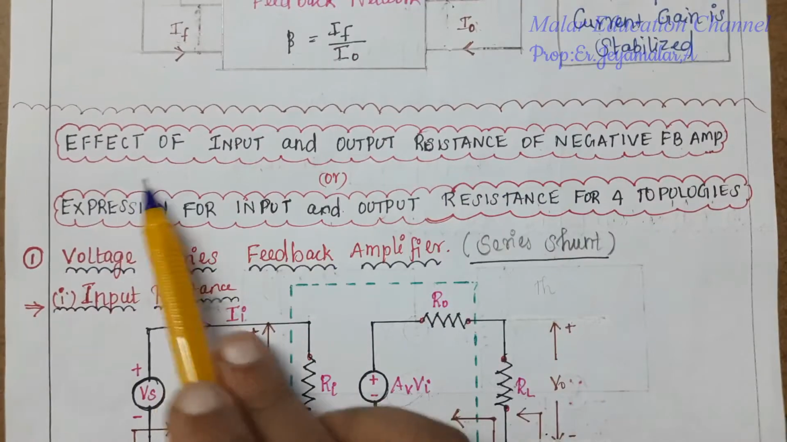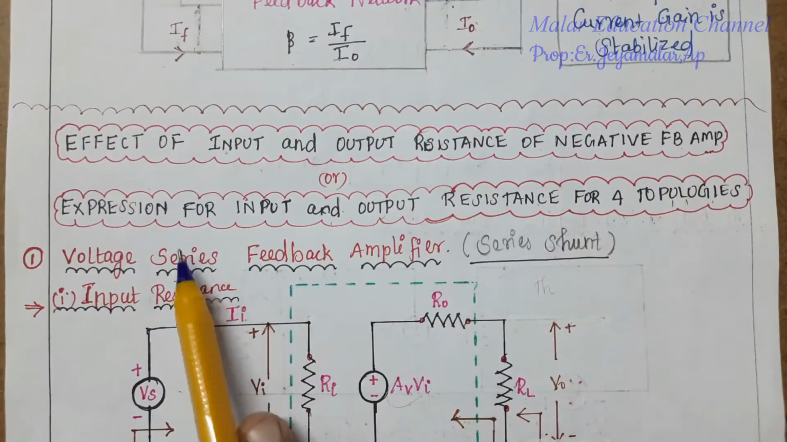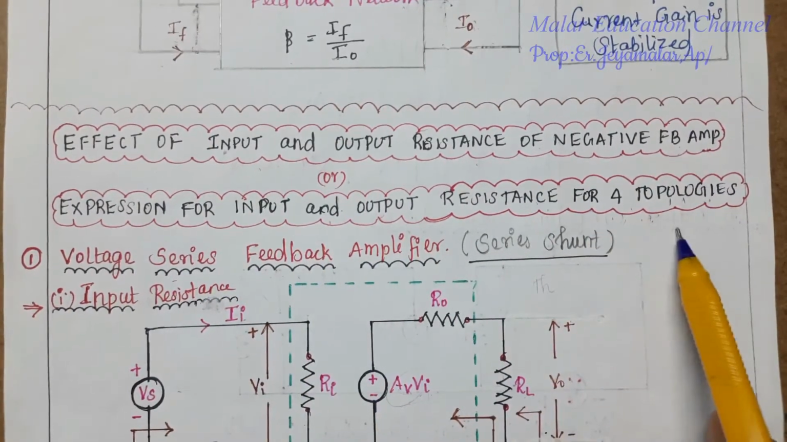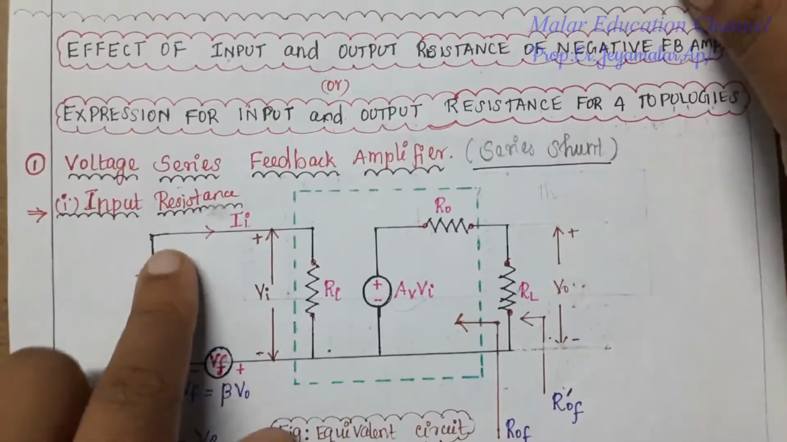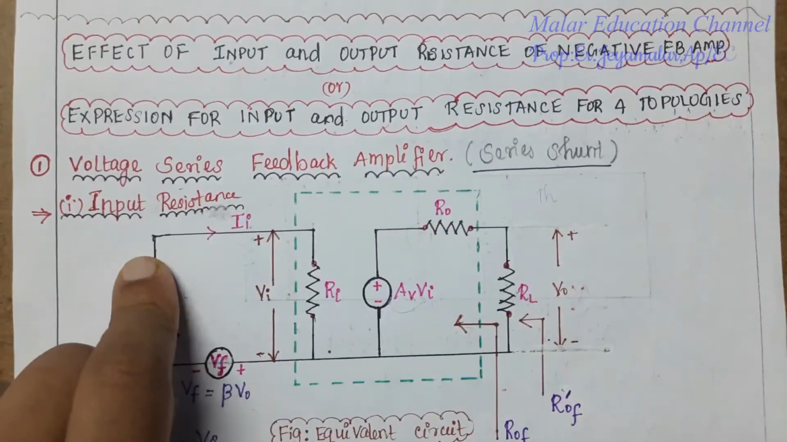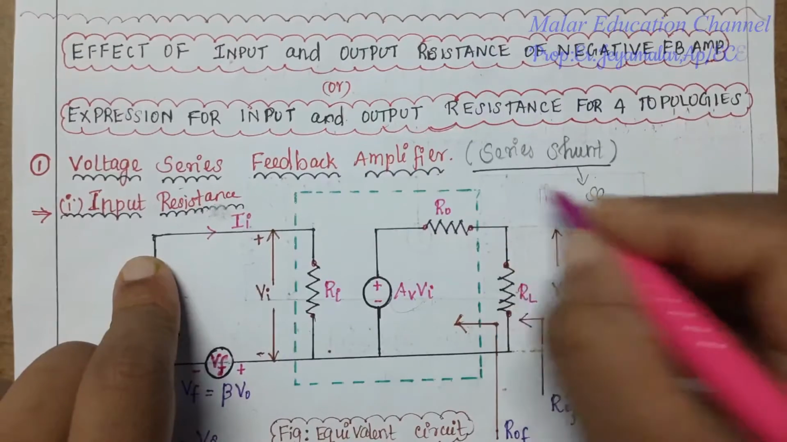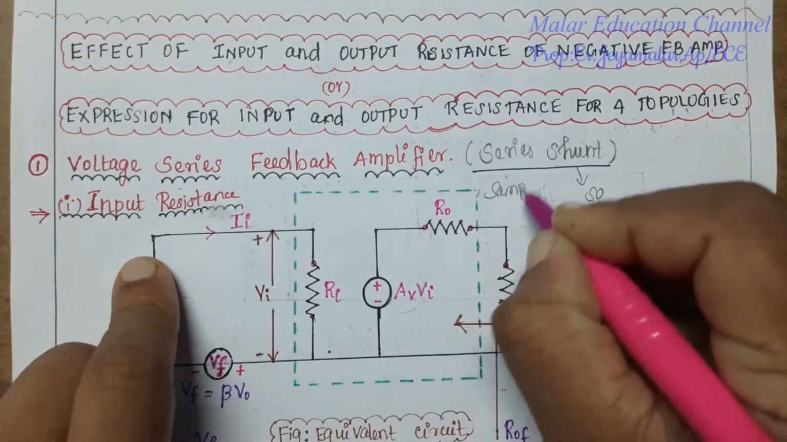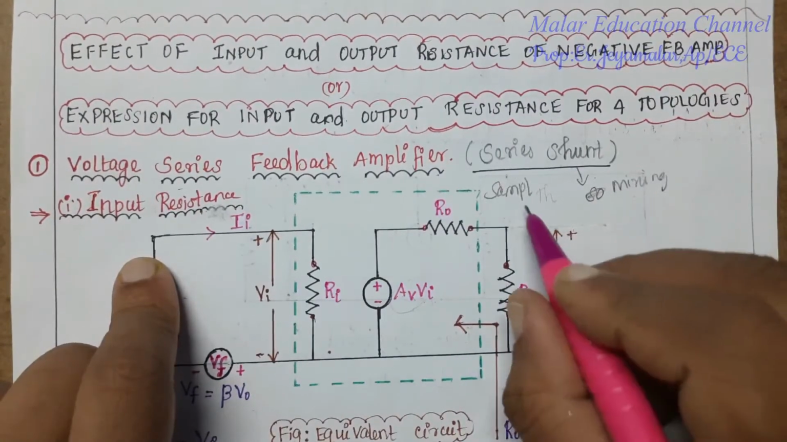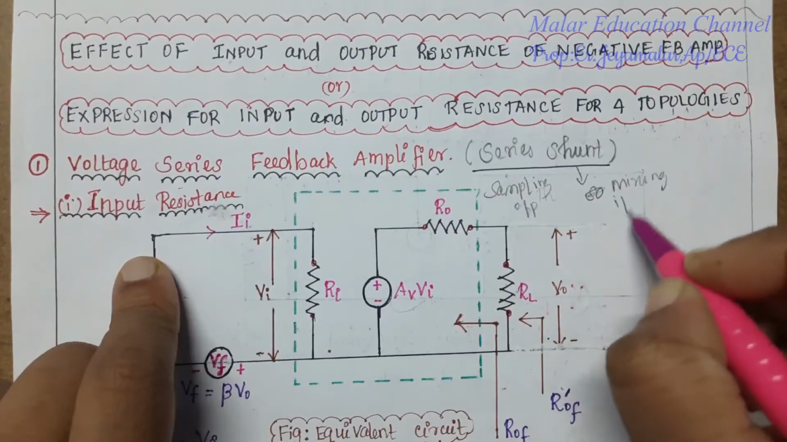See the heading: effect of input and output resistance of negative feedback amplifier, or expression for input and output resistance for four topology. Both are the same. See the first one, voltage series feedback amplifier, which is nothing but series shunt. This is for the sampling network, this is for mixing. We know mixing is the input side and sampling is the output side.